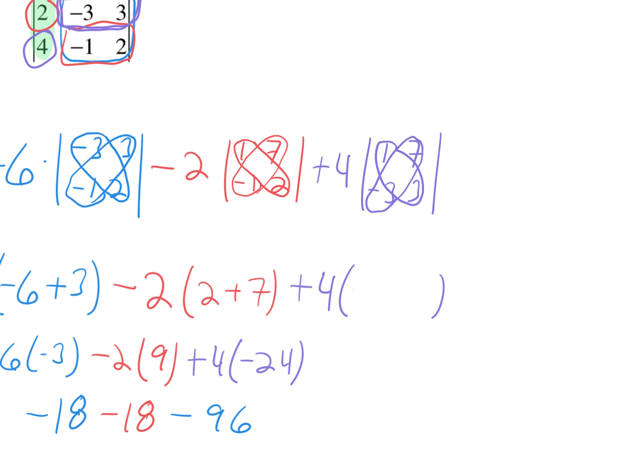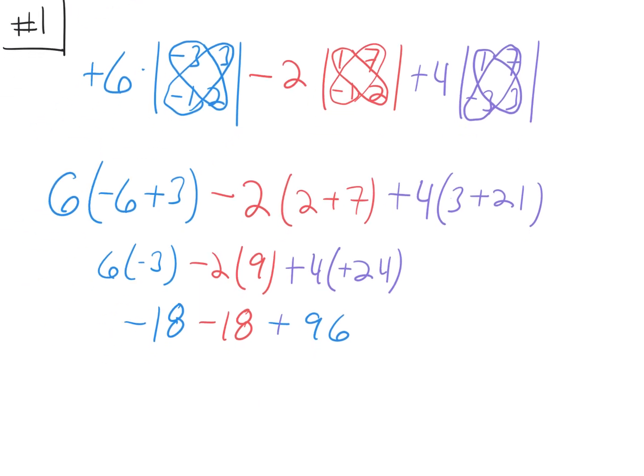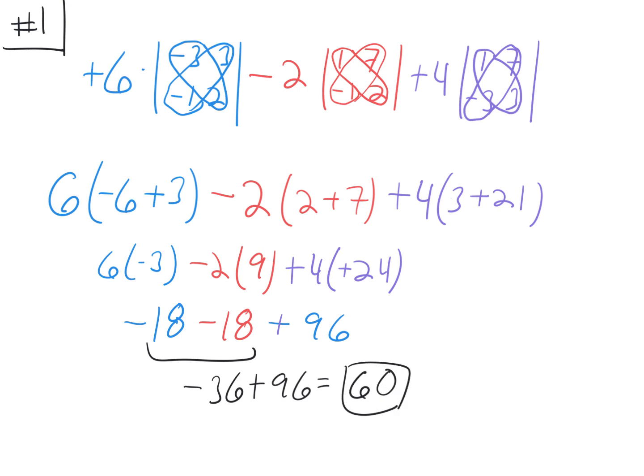Okay, 1 times 3 is 3. Okay, yeah, 1 times 3 is 3, minus negative 21 is plus 21. I did that backwards. So that should be a positive 24, so plus 96. Okay, good. Sorry about that. Okay, and then this is going to get you negative 36 plus 96 equals 60. Okay, yeah, that's correct. So then the determinant is 60.